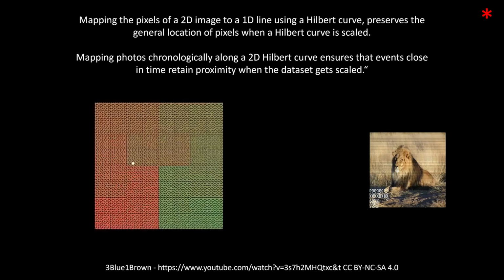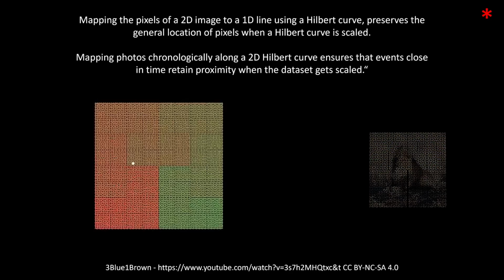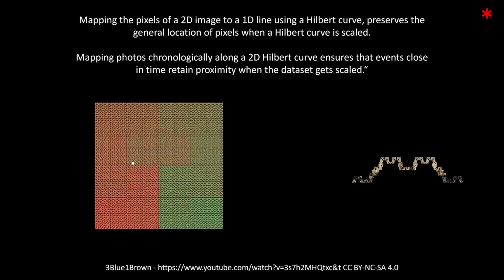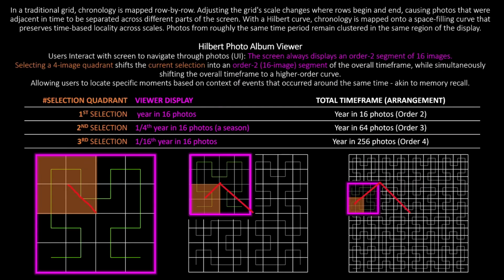Mapping photos chronologically along a 2D Hilbert curve ensures that events close in time retain proximity when the dataset gets scaled. In a traditional grid, chronology is mapped row by row. Adjusting the grid's scale changes where rows begin and end, causing photos that were adjacent in time to be separated across different parts of the screen. With the Hilbert curve, chronology is mapped onto a space-filling curve that preserves time-based locality across scales.